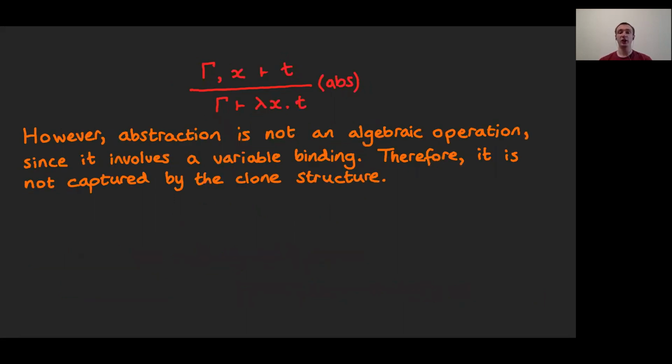However, lambda abstraction is not an algebraic operation because the contexts are different. So there's something new going on here because we're binding a variable. So therefore, it's not captured intrinsically by the clone structure.